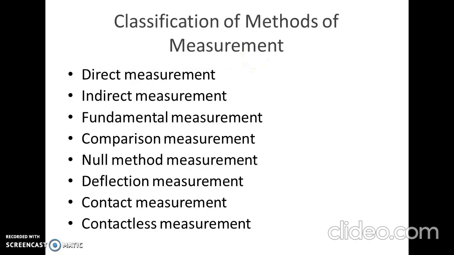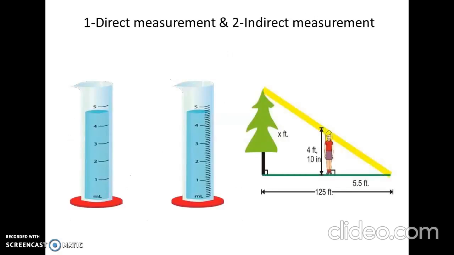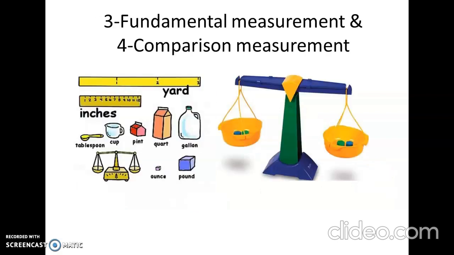Methods of measurement. There are 8 types of measurement methods available. I will explain one by one. Number 1, direct measurement. In this method, the quantity to be measured is directly compared with the primary or secondary standard. This method is widely employed in the production field. Number 2, indirect method. In this method, the value of the quantity is obtained by measuring other quantities that are functionally related to the required value.